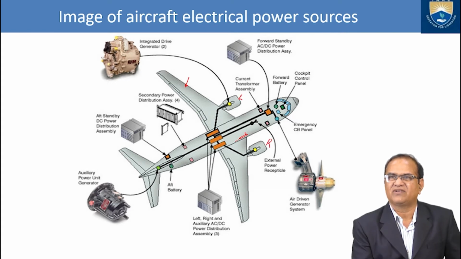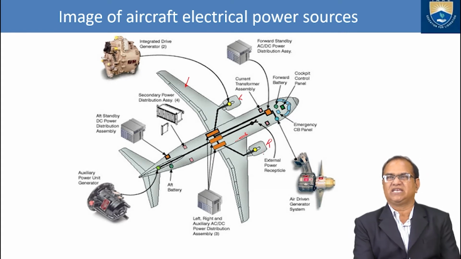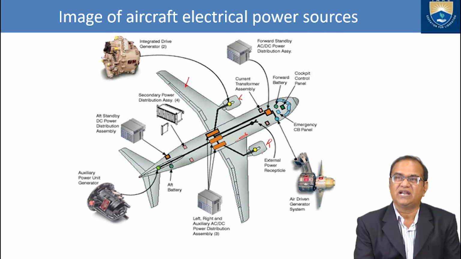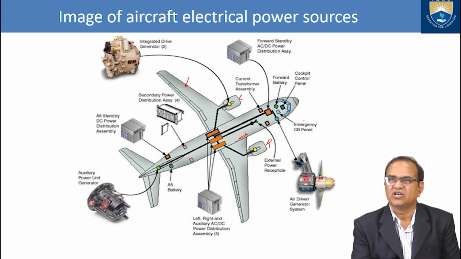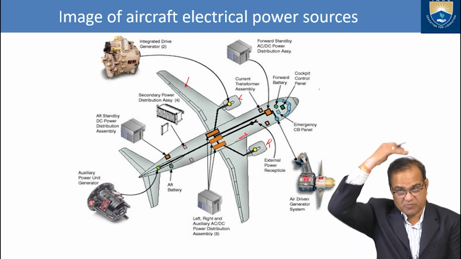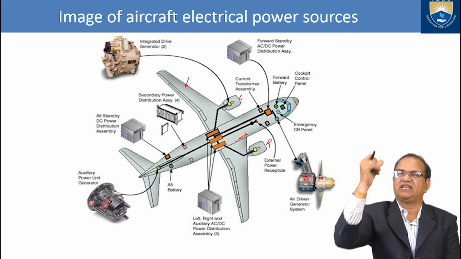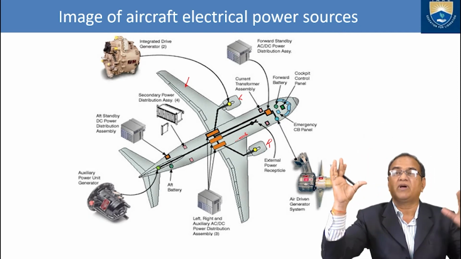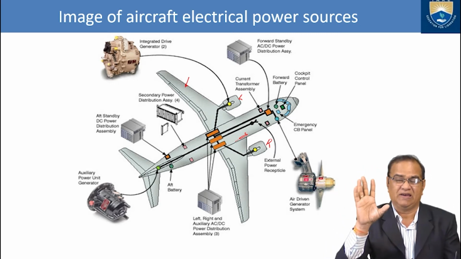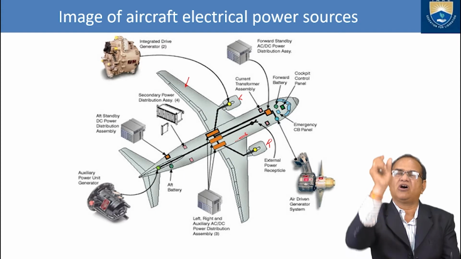I am writing left and right, and here you can see where these systems are located and how they are working. So here is the emergency circuit breaker panel. Inside the cockpit, on top of the cockpit in this area, there are a number of circuit breakers and every system will pass through these circuit breakers. The pilot will switch them on or off.